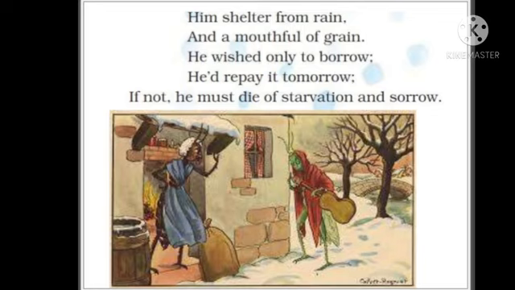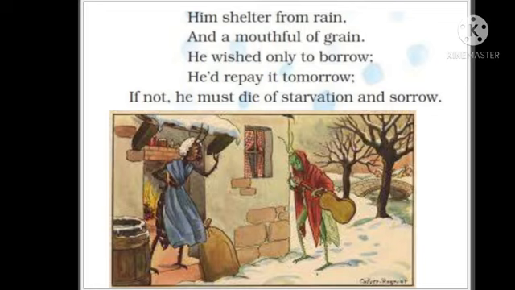So he wants the ant to grant him shelter from rain and a mouthful of grain. He wished only to borrow, and he would repay it tomorrow. If not, he must die of starvation and sorrow. So what does the cricket want the ant to grant him? Shelter from rain. So the first need is shelter to rescue him from rain, and a mouthful of grain, to give him something to eat. So two things, shelter and food, to be granted by the ant to the cricket.